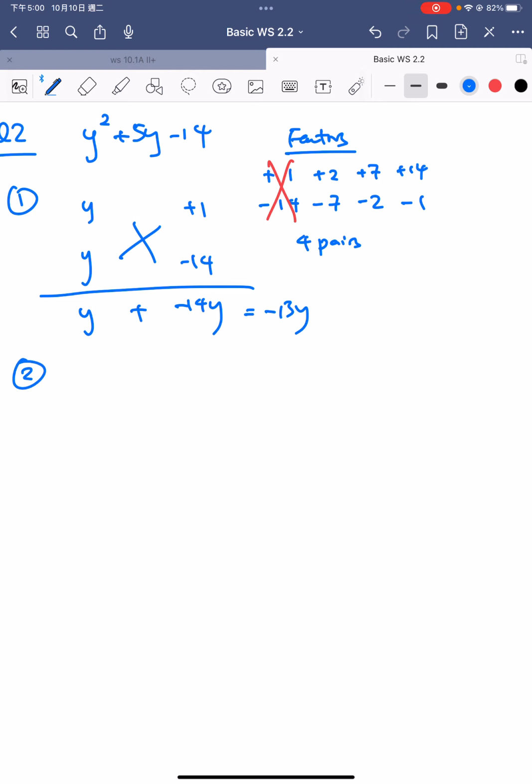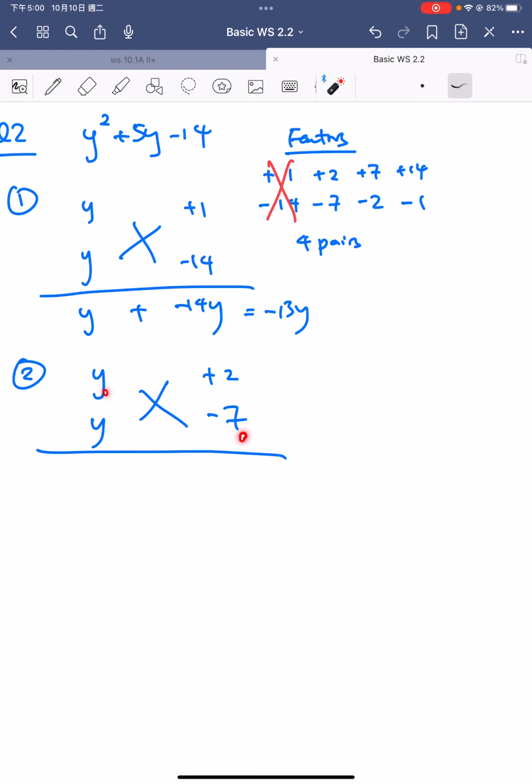For the second try, we have y and y together with plus 2 and negative 7. y times negative 7 gives you negative 7y, and y times positive 2 gives you positive 2y. Then you plus them together, and 2 minus 7 gives you minus 5y. Minus 5y is nearly there, but only the sign is wrong. So unfortunately, the second option is wrong as well.